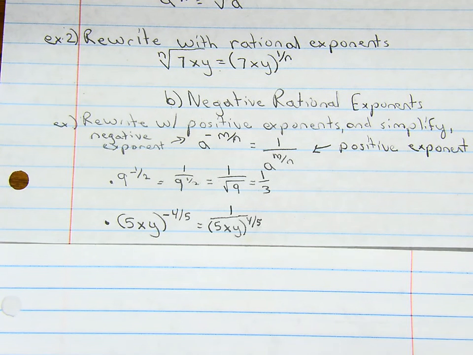Another example would be this one here. Since this entire expression here is raised to the negative exponent, we put the entire thing in the denominator because it's in the parentheses, so that's what it applies to. And we have our positive exponent. This isn't going to be able to simplify, so we can just leave it in this format.